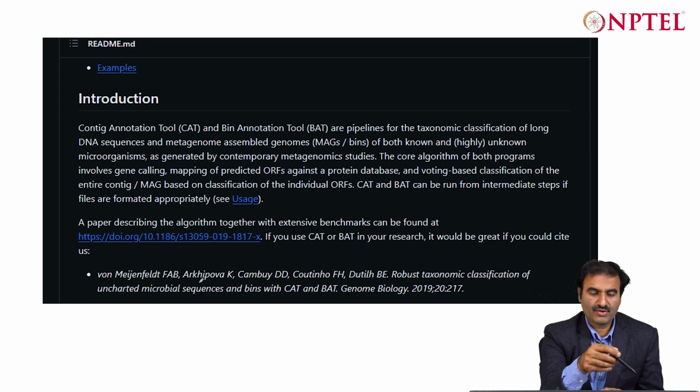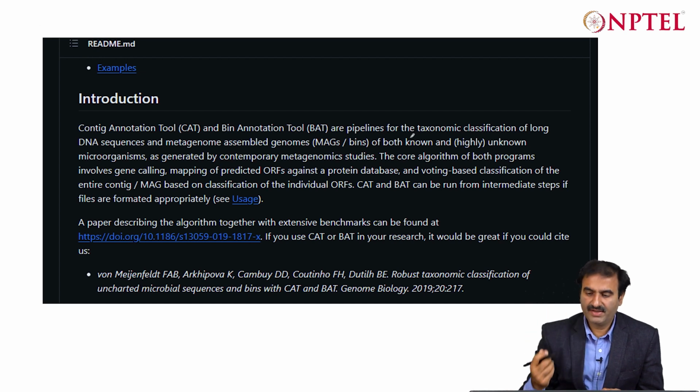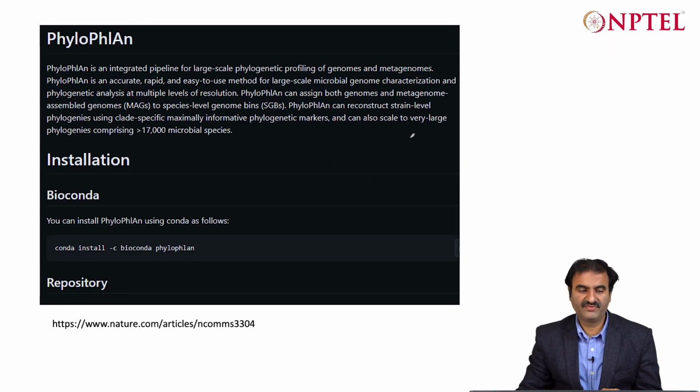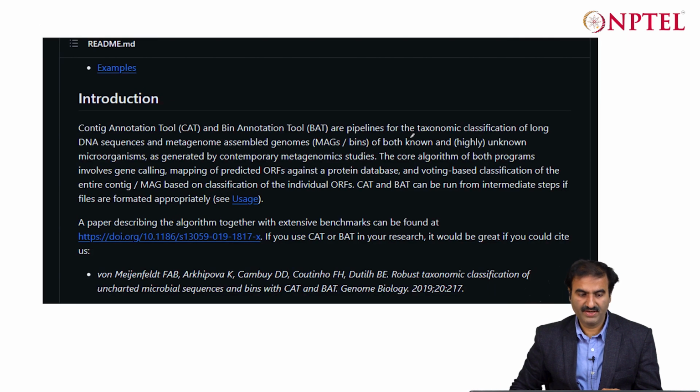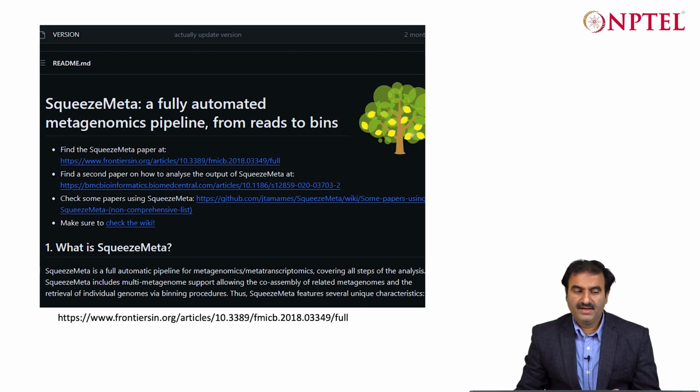So the contig annotation tool and bin annotation tool are also available on GitHub along with MetaWRAP, okay. So this is PhyloPhlAn, the contig annotation tool CAT, and the bin annotation tool BAT. So CAT, BAT and PhyloPhlAn are available for the annotation, the taxonomic classification and the phylogenetic classification of MAGs, right. There is one more pipeline, SqueezeMeta, which is a fully automated metagenomic pipeline.